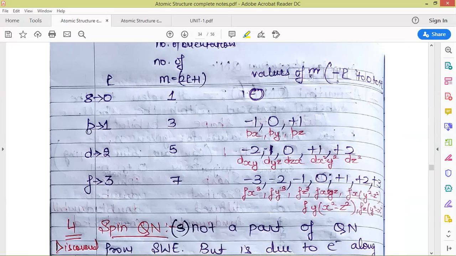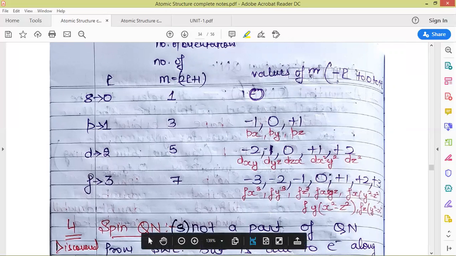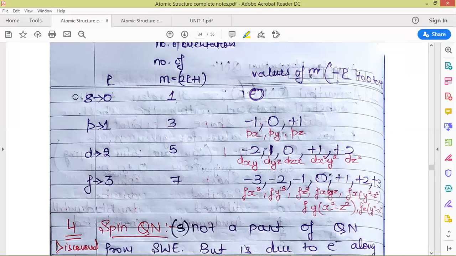So based upon this, if L is 1, that means it can have 3 orientations. That means 3 different orbitals are there. These orientations represent 3 different orbitals, and for D subshell there are 5 different orbitals. For F subshell there are 7 different orbitals. That means for the value of n as 1, L can have value 0 to n minus 1, which is 0. So value of m is going to be 0.